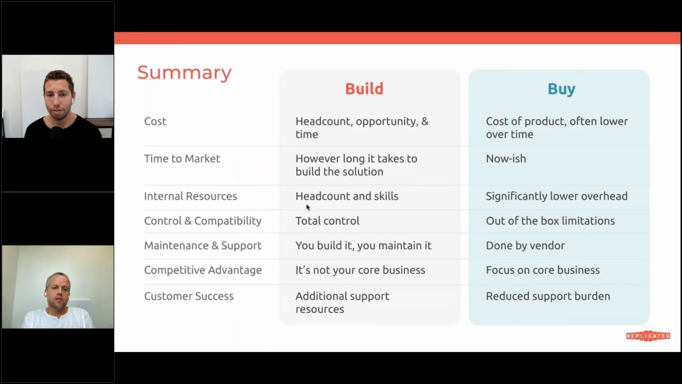Yeah. So let's go back. We talked about a lot of different factors that go into the decision matrix of do I want to build, do I want to buy? So I think it's good to take a minute here and review the whole list of them.